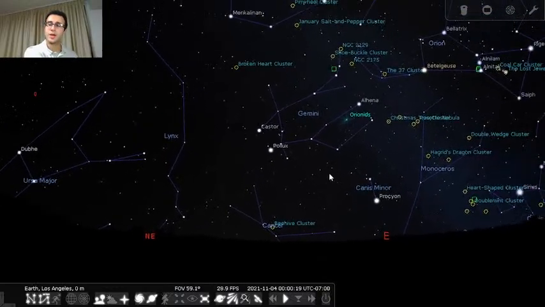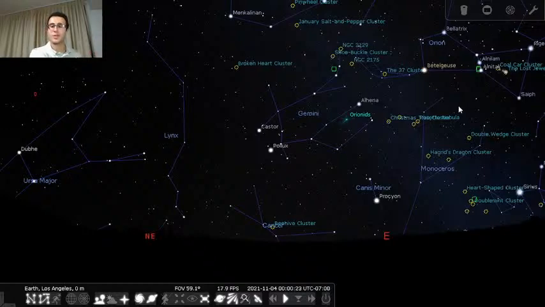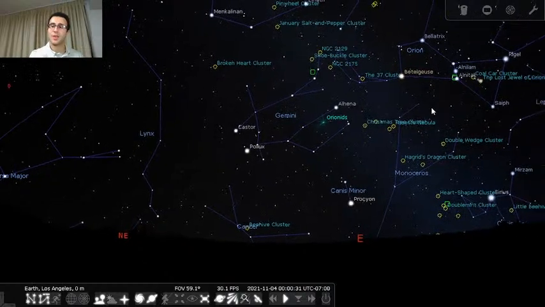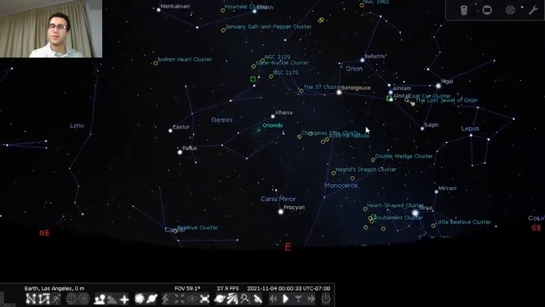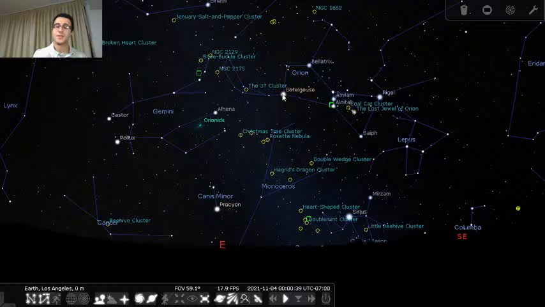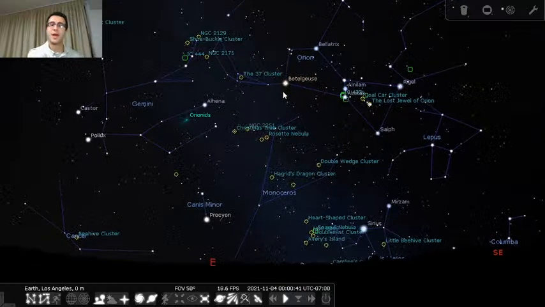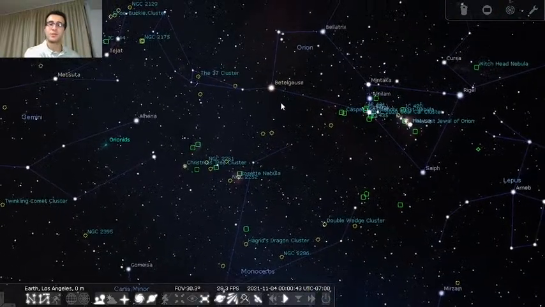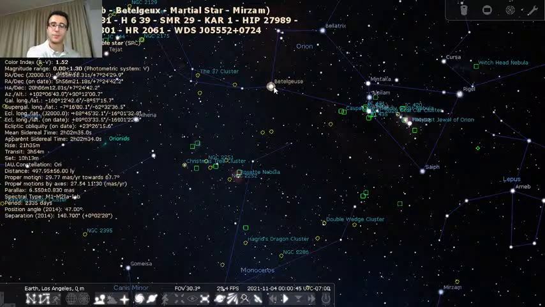You can see Orion over here, which in that Greek mythology story I was talking about with the Pleiades, this Orion is the Orion that Atlas was trying to protect his daughters from. So we keep going, and there are many interesting objects in the Orion constellation. So I'll begin by looking at Betelgeuse, this star over here.